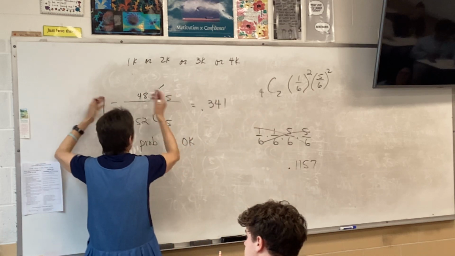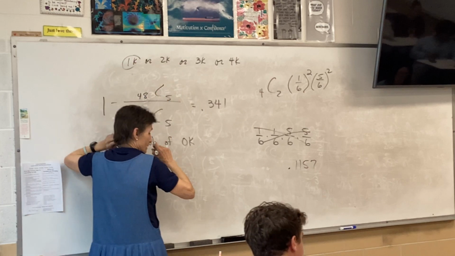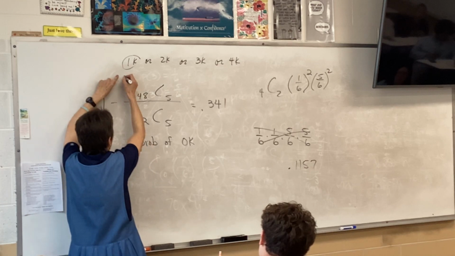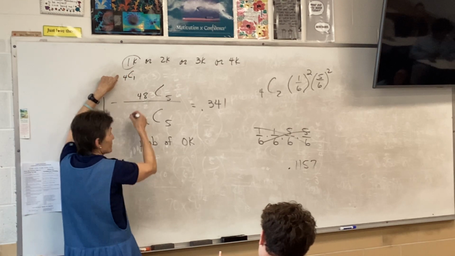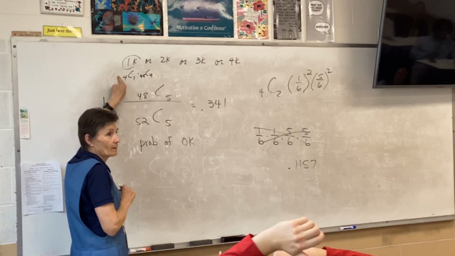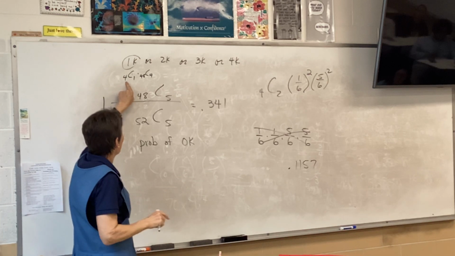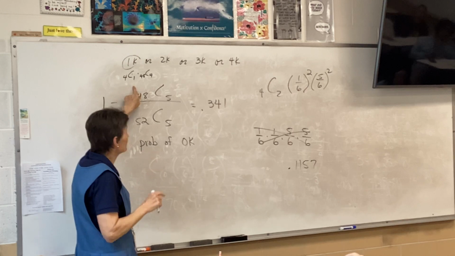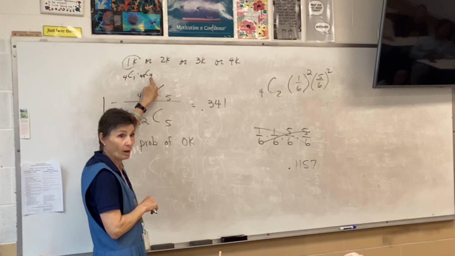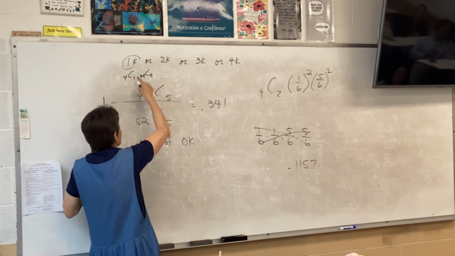But let's look at what one of these, for example, looks like. What would 1 king look like? The hands for 1 king: 4C1 times 48C4. Why? How many kings in the deck? 4. How many do you want? 1. How many non-kings in the deck? 48. How many do you want? 4, because it's a 5-card hand. So this would be that one.